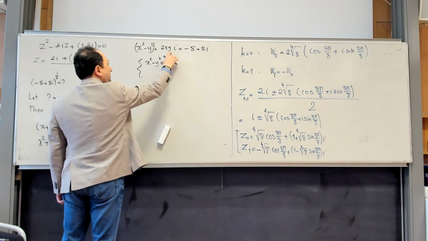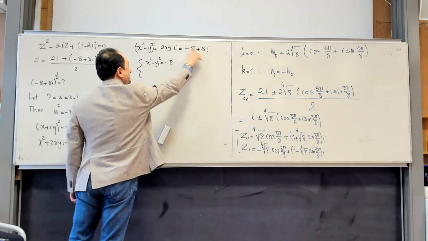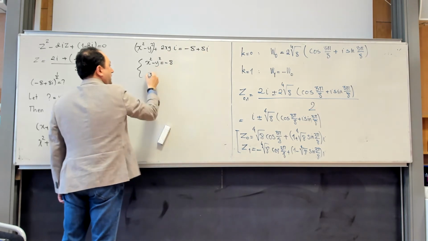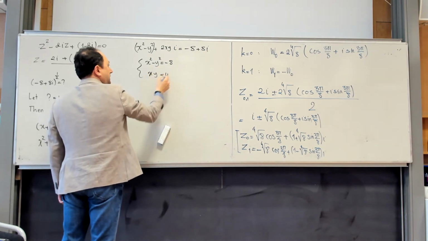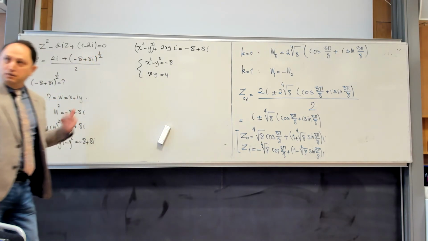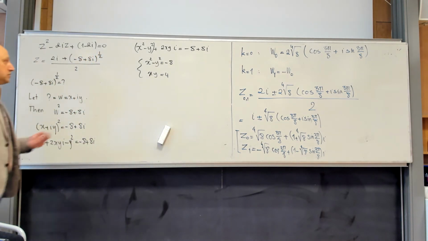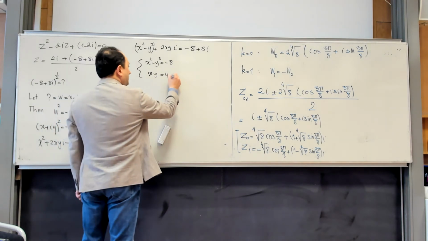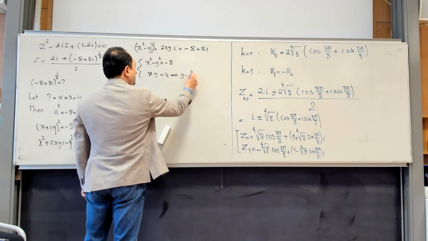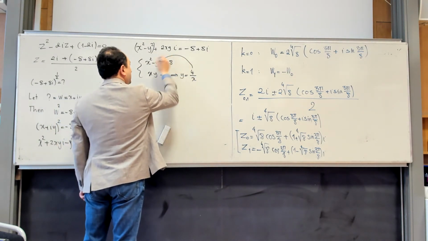And the imaginary part should match with the imaginary part. But let us divide everything by 2, so xy becomes 4. But solving this system shouldn't be in principle hard. Yes, because what can I do? For example, I take y to be 4 over x and plug it back here in this equation.